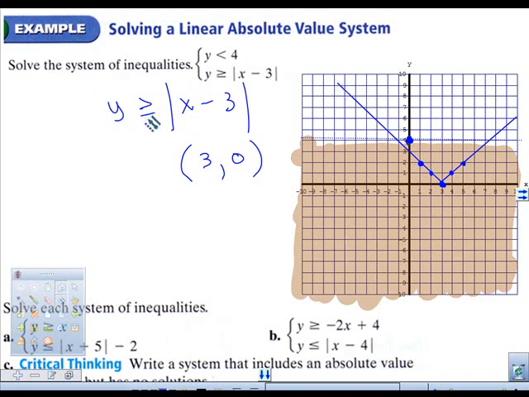And then if it's greater than or equal to, we're going to shade above. So I'll shade this in blue. So we're going to shade above the V. So where is it shaded twice? This triangle part right here. So you would shade that the darkest. Just shade this part the darkest to show that you know that that is the answer. And that's it.